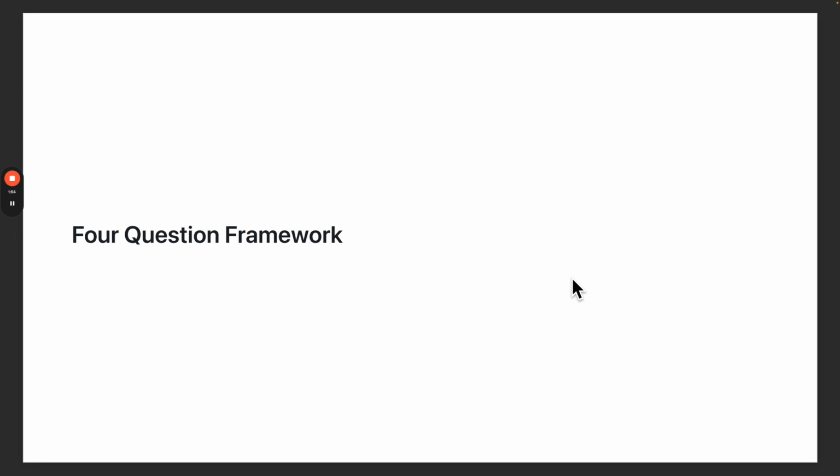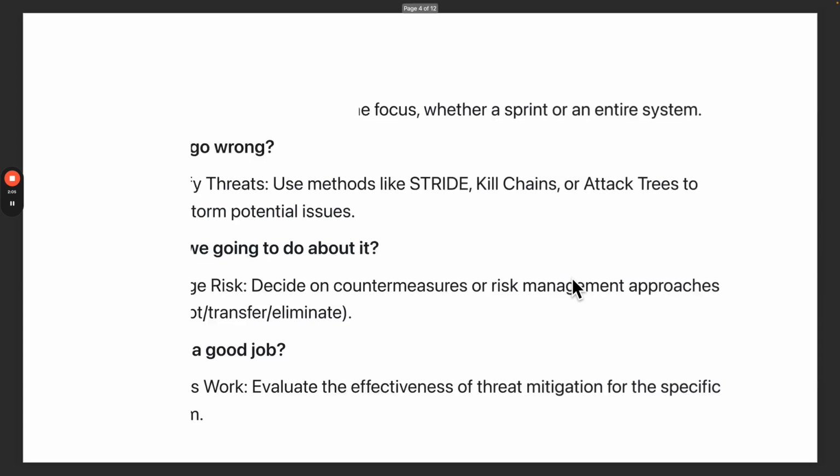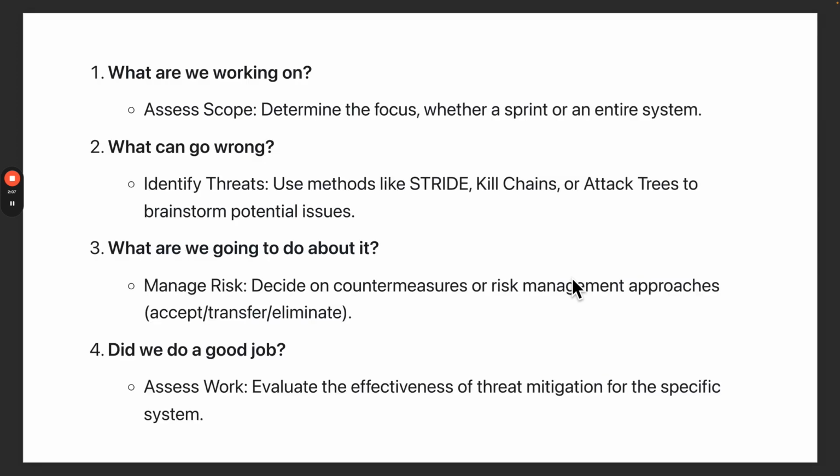Our threat models should combine the likelihood of a threat occurring and the impact that could have on the organization that would create a significant risk to operations, people, processes, machines, right? So let's dive into it. What are we working on? Let's assess the scope. Where's our focus? And is that a sprint or is it an entire system?